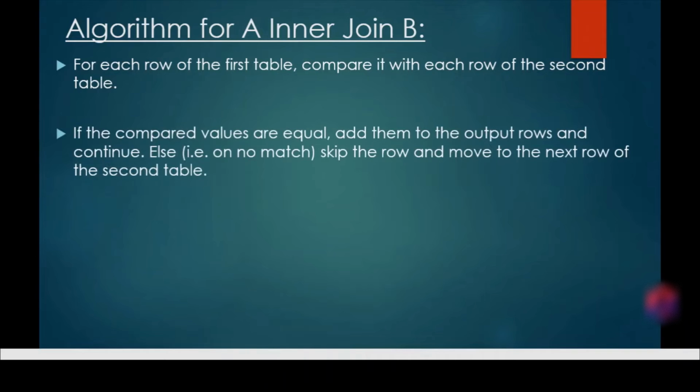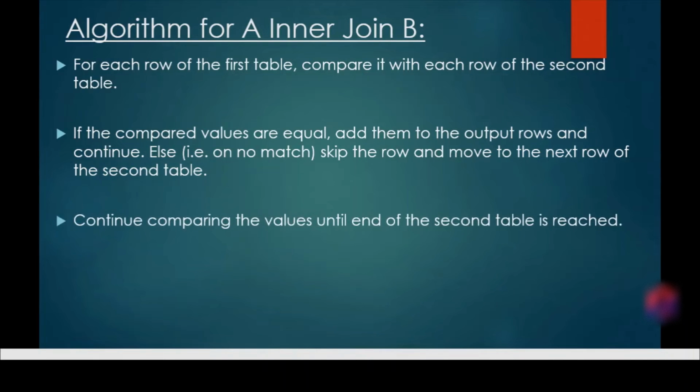So when we are performing the comparison of the two values, we obviously have two options. Either the two rows will have equal values or they might not be equal. Since inner join is only worried about getting the equal or comparable values, we will add only those values that are equal to our output. In case we find a value in table B which does not match with table A's value, we will skip the row and move to the next row of the second table.